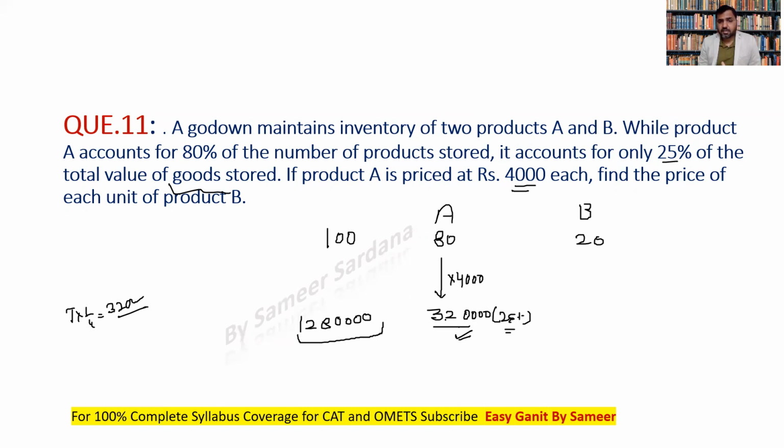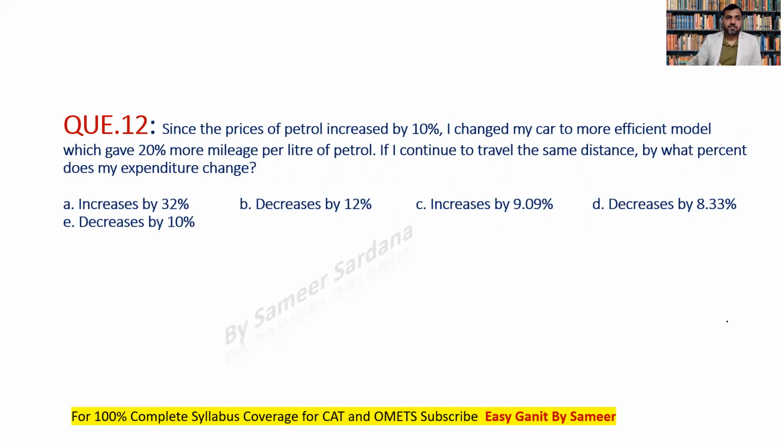So out of this 12.8 lakh, 3.2 lakh is of A goods. So the value of the goods B would be 12.8 lakh minus 3.2 lakh, which will be 9.6 lakh. So B would be costing 9.6 lakh for 20 goods. So the price of each unit would be 9.6 lakh divided by 20, which is 48,000. That would be the correct answer to the question.